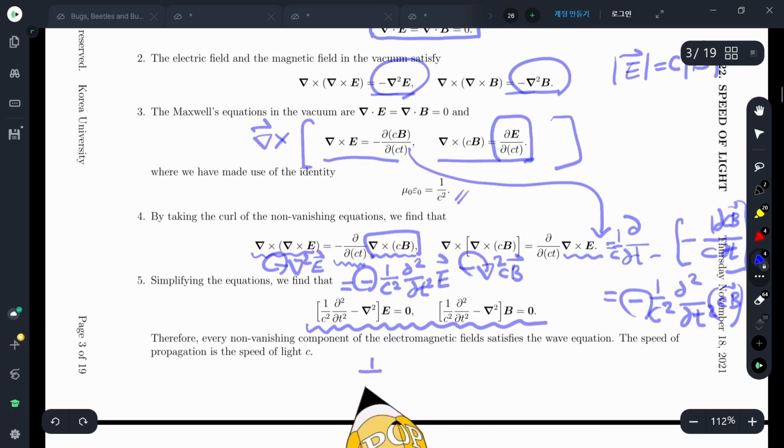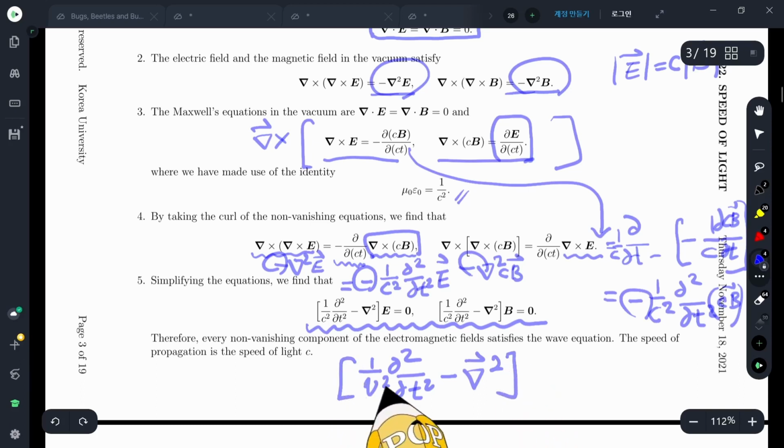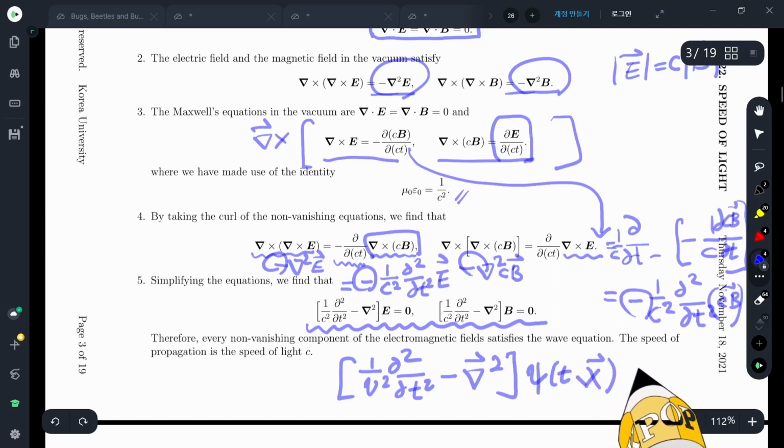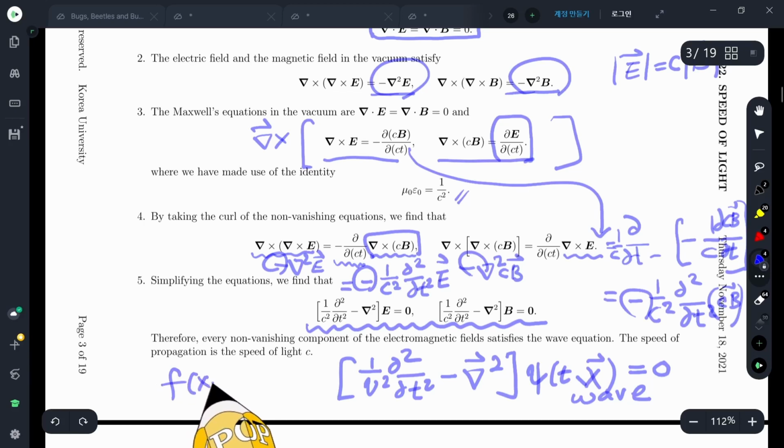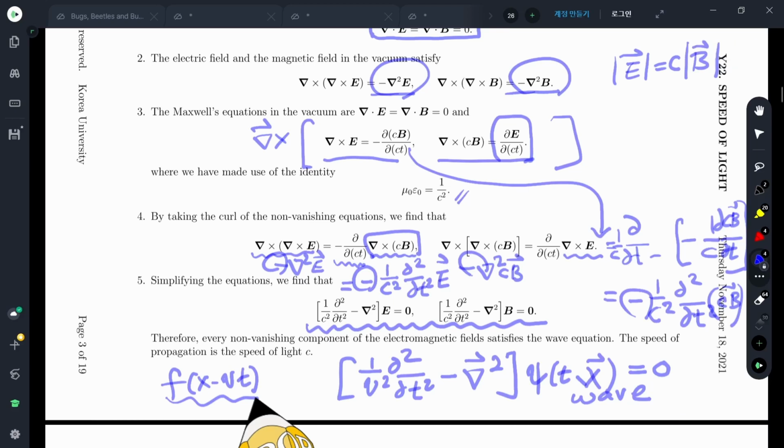And we recall that any case that satisfies this equation is called a wave. Such a wave is of the form f of x minus vt, something like that. We learned that previously in the first semester.